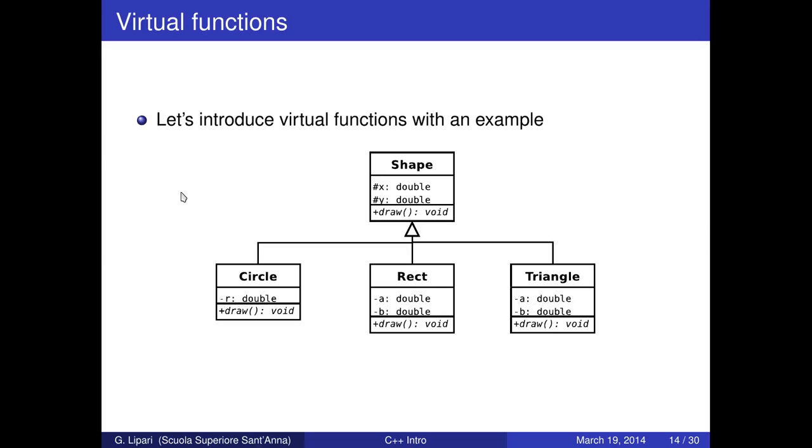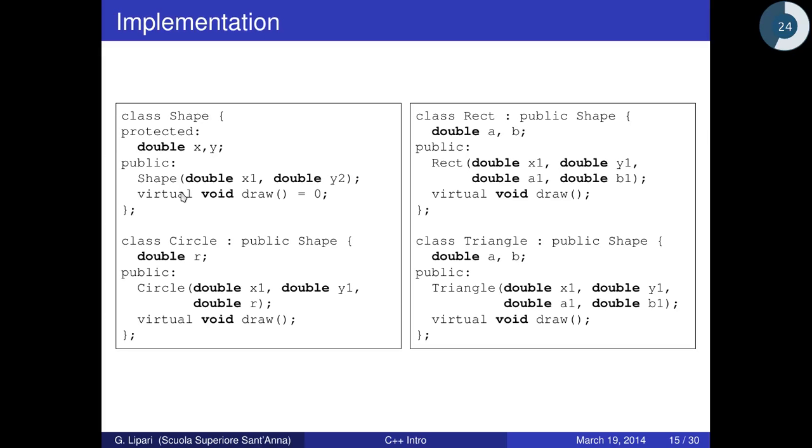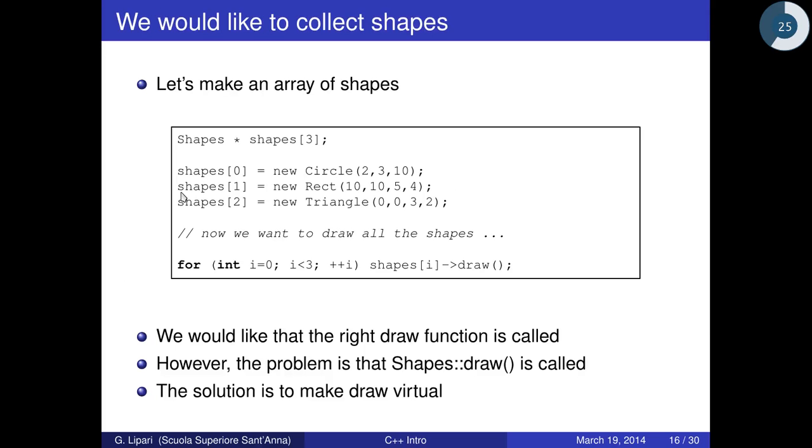Okay, again I define the base and the width and the height of the triangle. Okay, and this is, for example, a possible implementation of shape. Okay, and I have class circle, class rectangle, class triangle.